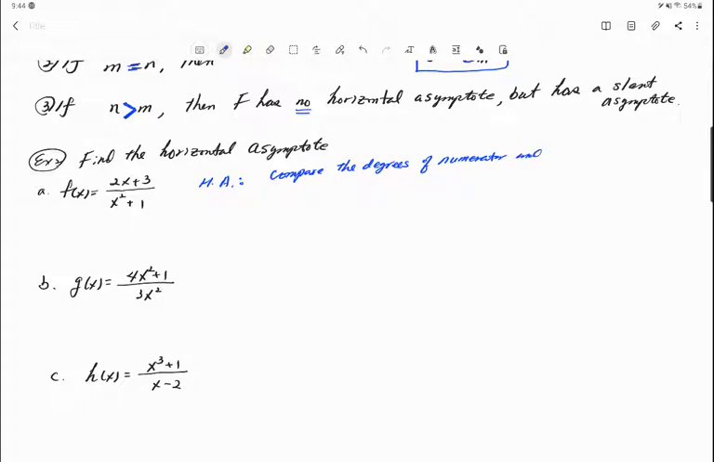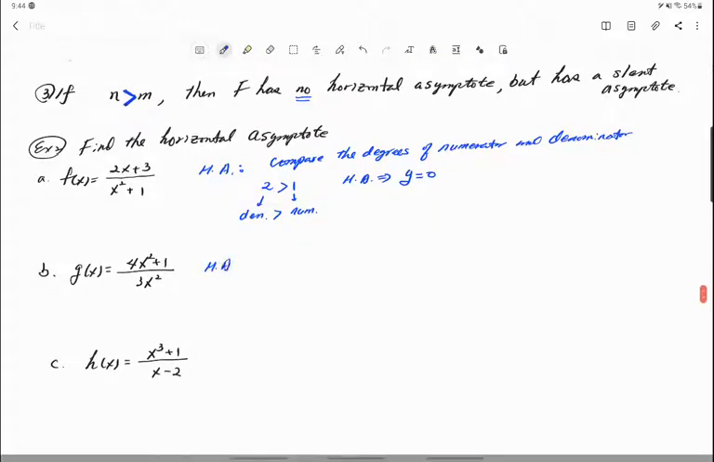And the denominator. Okay, so now the denominator is 2, right? The degree is 2. 2 is greater than 1. This means the denominator's degree is greater than the numerator, right? So the horizontal asymptote equals what? The x-axis. Okay, x-axis. Simple, right? Okay, how about this one?